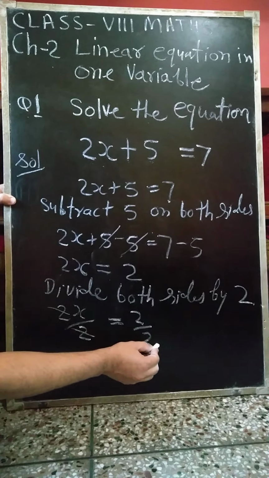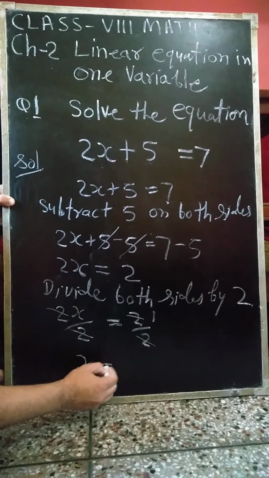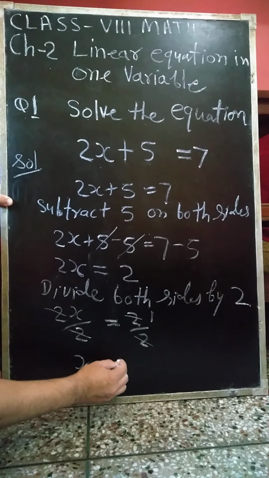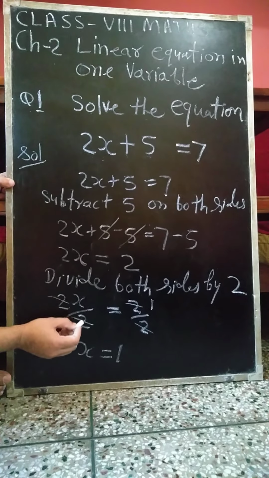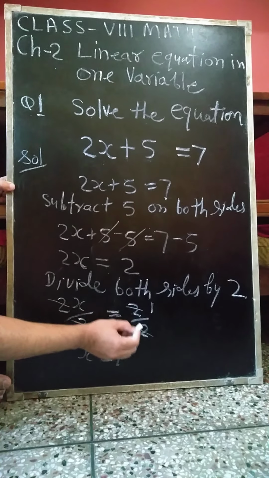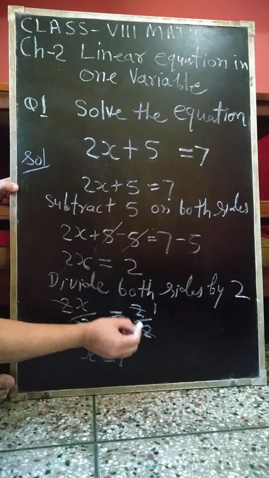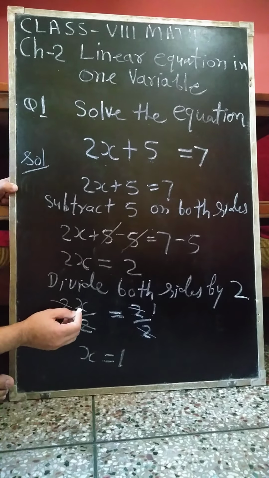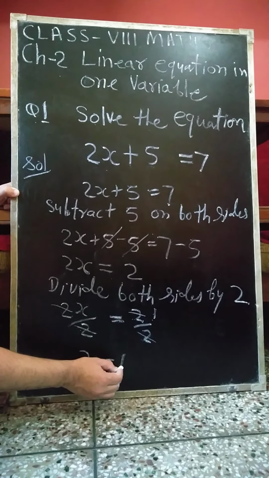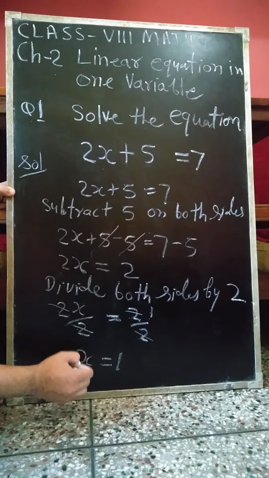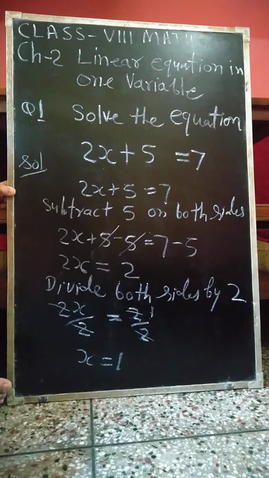2 cancels, 2 once 2, x equal to 1. Okay, 2x divided by 2 and 2 divided by 2, 2 cancels. Therefore, x equal to 1. x equal to 1 is the solution of the equation.